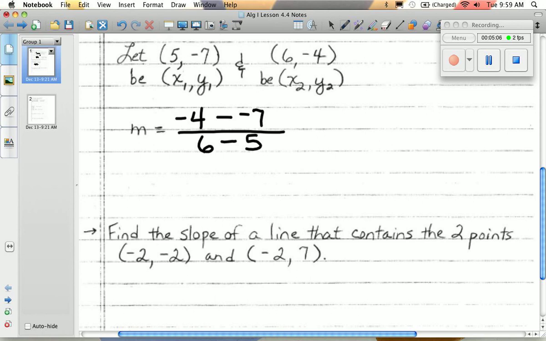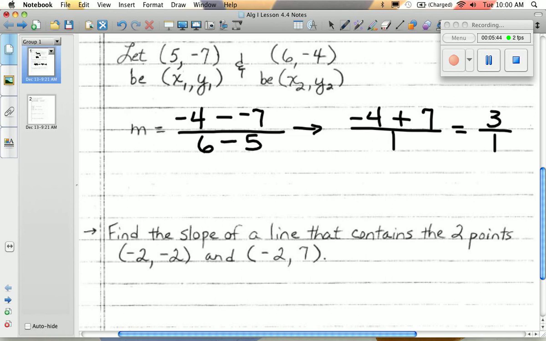Okay, so let's simplify that. Let's evaluate that. So this can really become -4. Let's change it to add the opposite. -4 plus what? 7. And downstairs, we probably don't even need to change to add the opposite. We'll just do that one right away. 6 take away 5 is 1, right? Okay. Well then, what is -4 plus 7? 3 over 1.